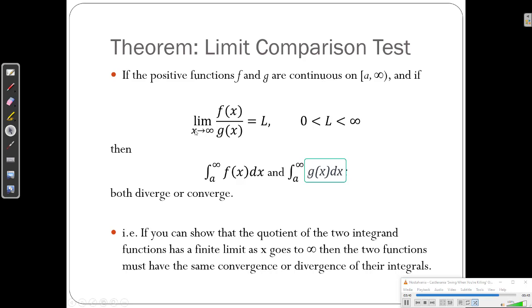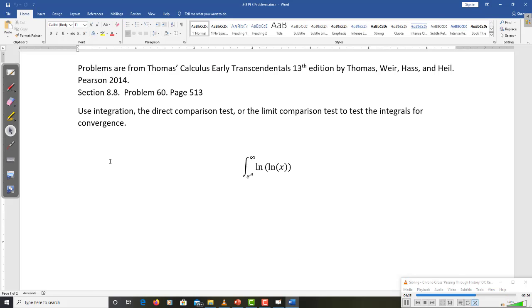This one, if you take the limit of the functions, not the integrals, the functions over each other, and you get a finite value, then they have to have the same convergence or divergence. So if f converges, so does g. If f diverges, so does g. And vice versa. We're not actually going to prove the comparison test. The proof for the direct comparison test is actually very simple. It just uses Theorem 2 of section 5.3 in our book.